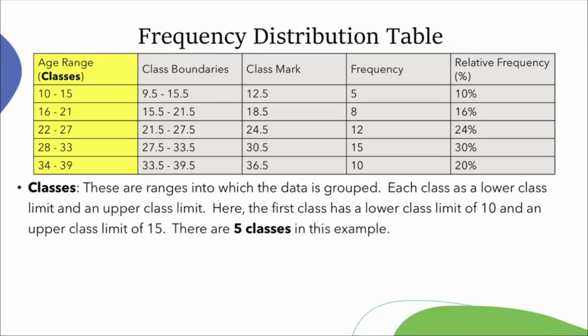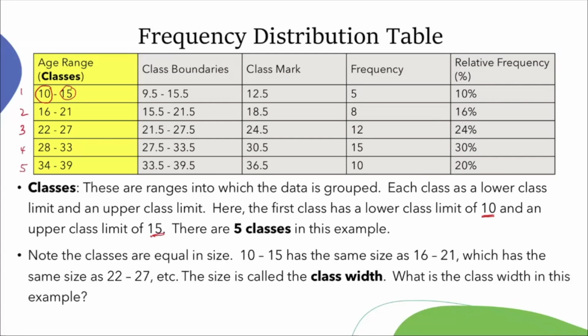So the first column, called classes, are ranges into which the data is grouped. Now, we are going to be building frequency distribution tables from numerical data, so we will not be doing this with categorical values, although it can be done with categorical variables. Each class has a lower class limit and an upper class limit. The first number in the interval is the lower class limit, and the second number is the upper class limit. So here we have a lower class limit of 10 and an upper class limit of 15. And there are 5 classes in this example, and that refers to the rows: first class, second class, third class, fourth class, and fifth class.